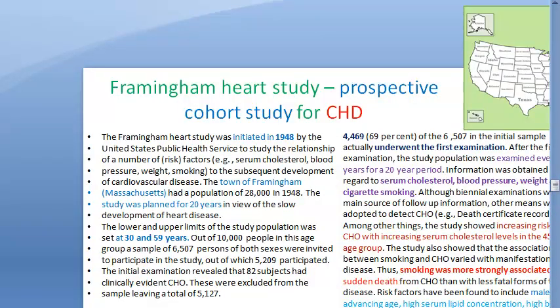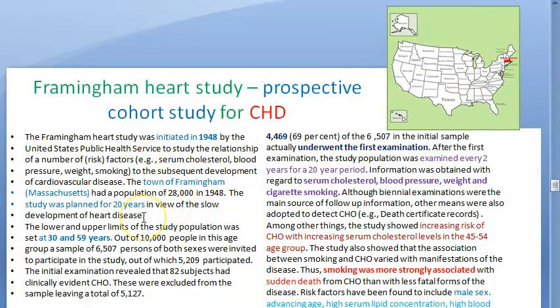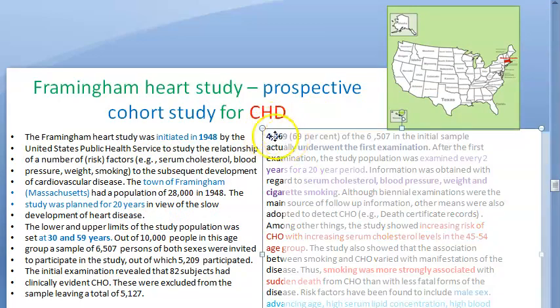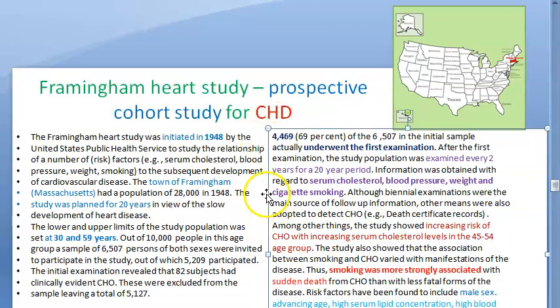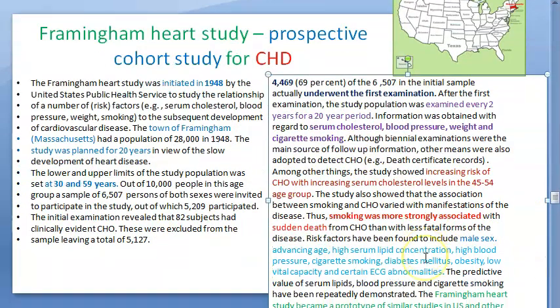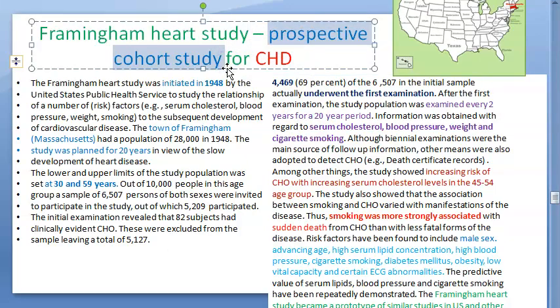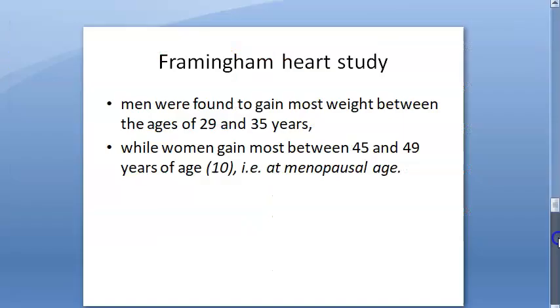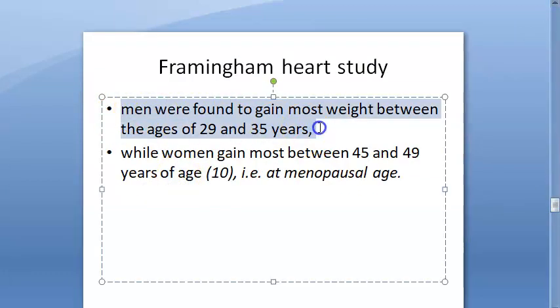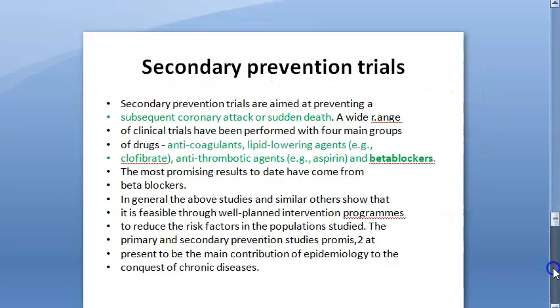Coming to Framingham study, this was in America, in the Massachusetts state, in Framingham town. They got 4,669 people and followed them up for 20 years. Every 2 years, they studied them for the development of coronary heart disease, and they saw that smoking was most strongly associated. Even increased serum cholesterol levels, and also male sex. All these had effect on association. It had on what, guys? Coronary heart disease, focus. It was a prospective cohort study. It was actually so good that it became a prototype for similar studies. Okay, Framingham, remember. Then they also found that men gain weight from 30 to 35, women gain from 45 to 49 when it is menopausal age.